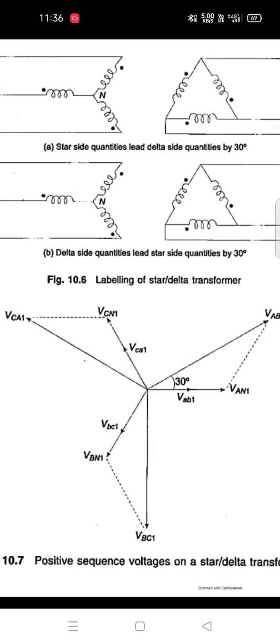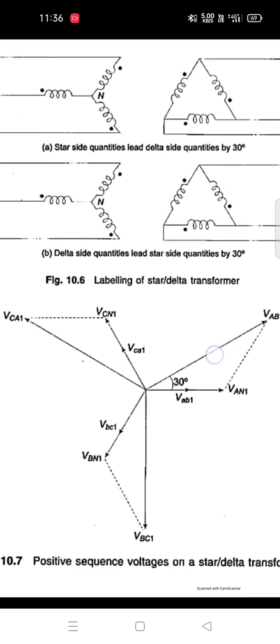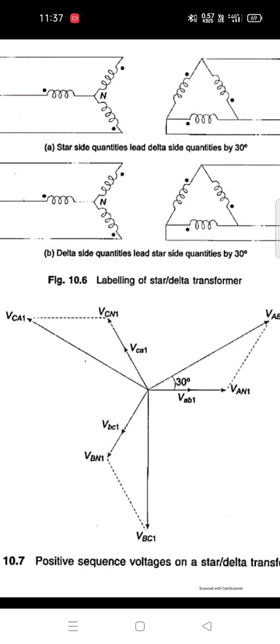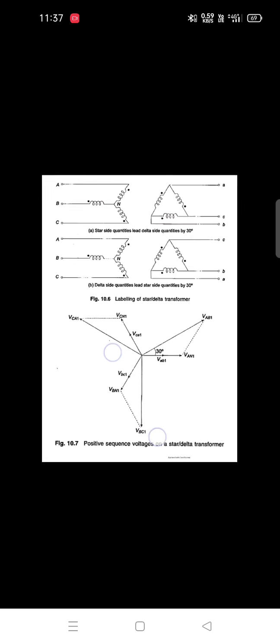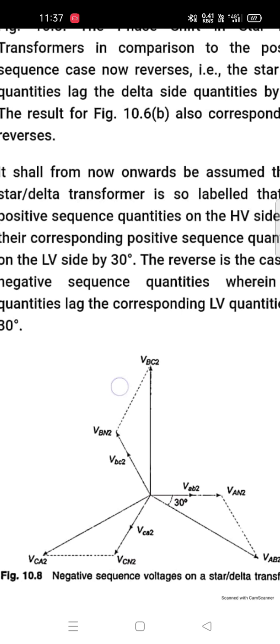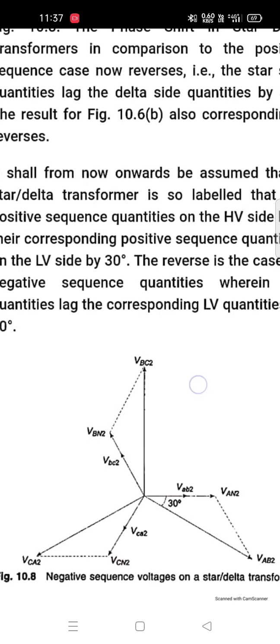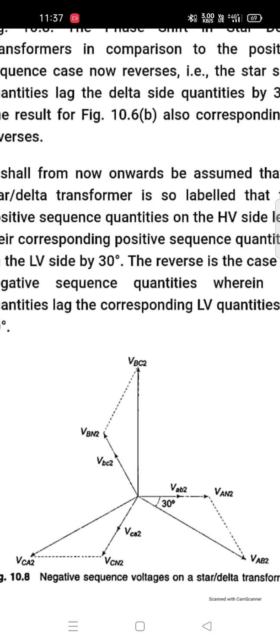Instead, if the transformer of figure A is now excited by negative sequence voltages and currents, the voltage phasor diagram will be shown like this. Here the phase shift in comparison to positive sequence is now reversed. Here you can see that now VAB2 is leading VAN2, so the star side quantity lags the delta side quantity by 30 degrees. So the result will also be correspondingly reversed.